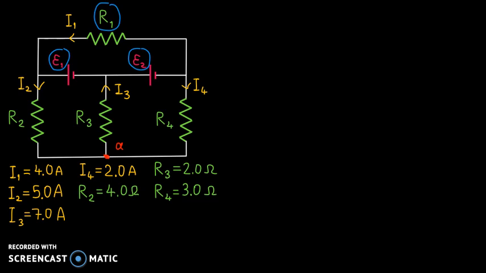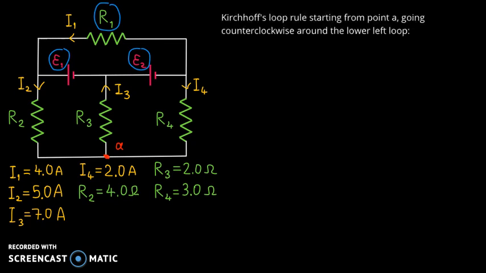Note that I have modified my picture. Now in my picture, I3 is pointing up. I have also included I3 in my list of known quantities, now with a positive sign because I have the direction of the current correctly shown in my picture. To find EMF1, we are going to apply Kirchhoff's loop rule, starting from point A, going in the counterclockwise direction around the lower left loop.